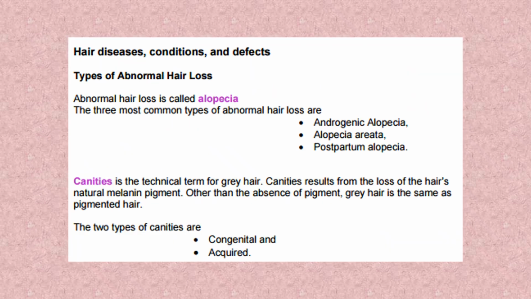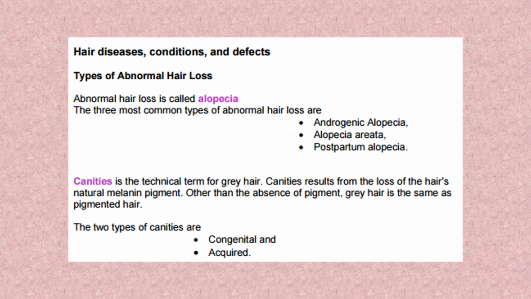Then hair diseases, conditions, and defects. Type of abnormal hair loss. Remember, abnormal hair loss is called alopecia. This is hair that falls out not on a daily basis. In class we did a lot of them, but these are the 3 that are the most important for this test. The 3 most common types of abnormal hair loss are androgenic alopecia, alopecia areata, and postpartum alopecia.